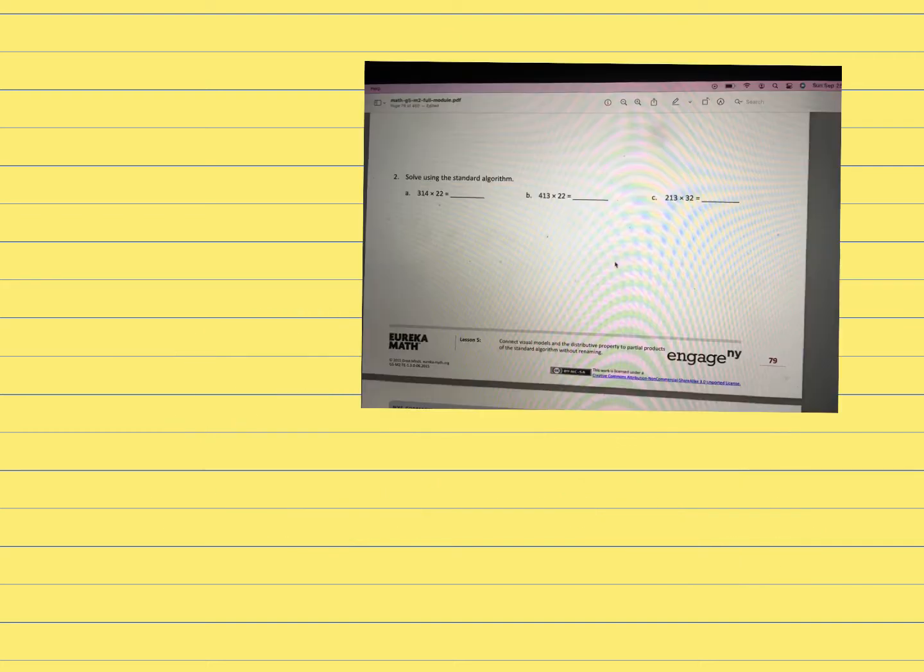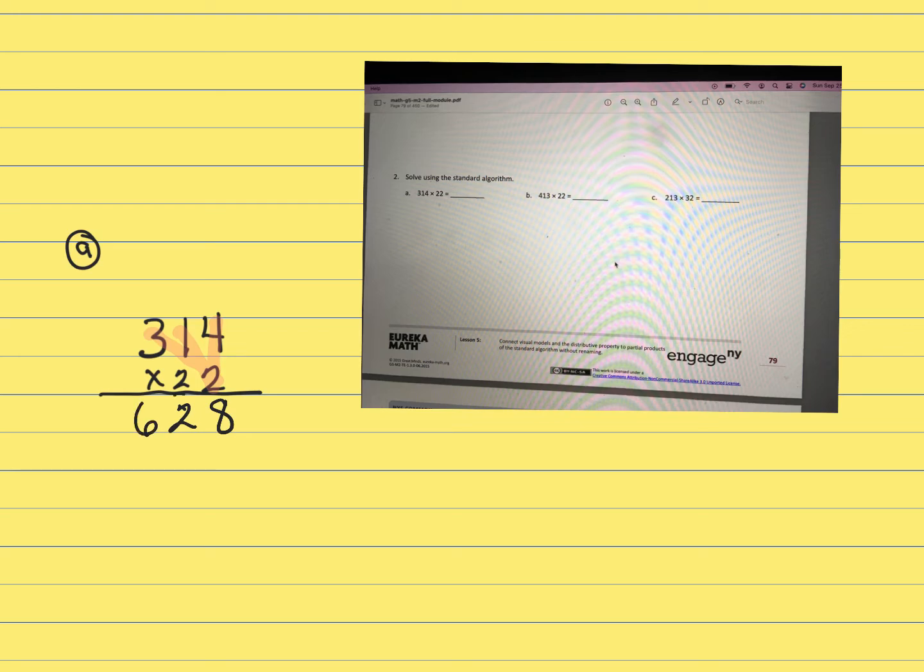Okay, on number 2, it just says solve using the standard algorithm. So I'm going to do A for you, but you know how to do this, and I'll walk you through the steps. Okay, first I'm just going to do 2 times 4 is 8, 2 times 1 is 2, and 2 times 3 is 6.